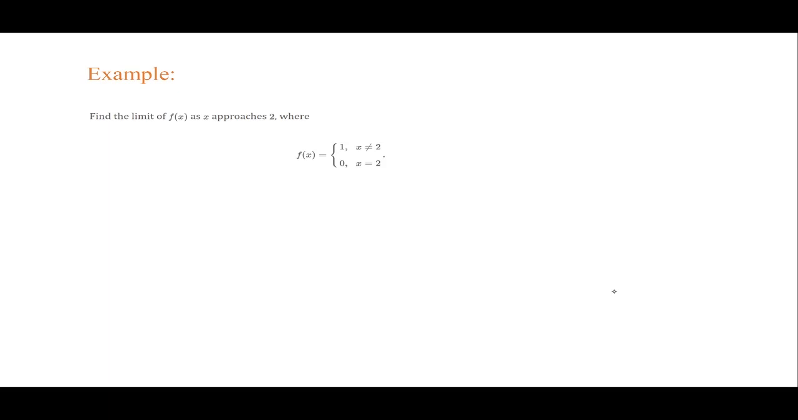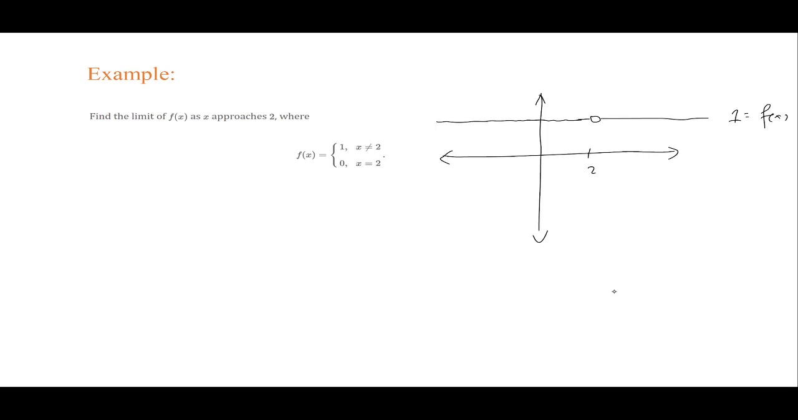Let's look at another example. There is a function f of x which gives you the value 1 when x is not equal to 2, and which gives you the value 0 when x is equal to 2. If you try to plot the graph of this function in the coordinate system, it's always 1 except at 2. So 1 means it's a horizontal line, y equal to 1. This is the function value 1, right? But at 2, the value of the function is 0. So the value of the function comes here.